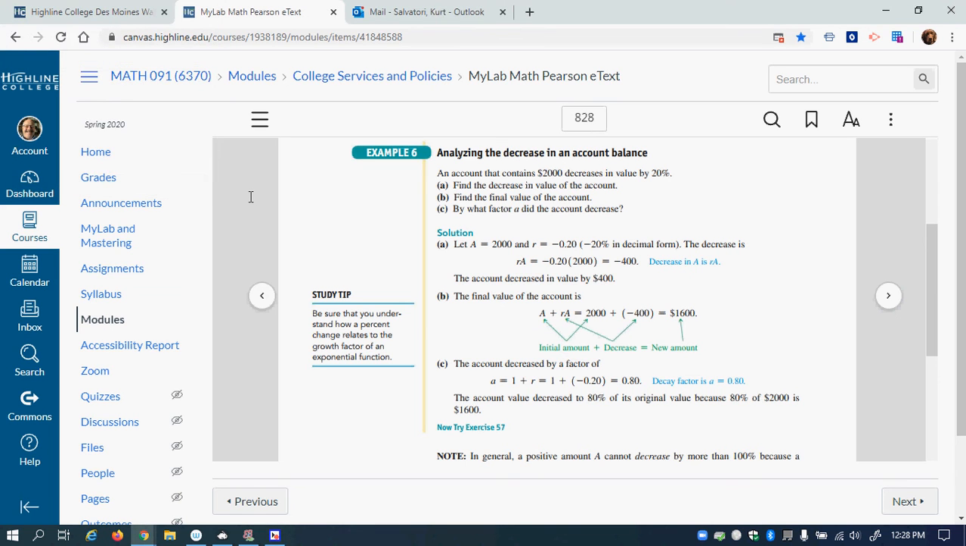Okay, so this is 12.2, and we're looking at more examples of the percent change in exponential functions. So take a look at this example. They have an account that contains $2,000. It decreases in value by 20%. So they want you to find the decrease in value of the account, and then find the final value of the account, and then by what factor did the account decrease. So for A, we say that A is 2,000 because that's what we started with, okay?